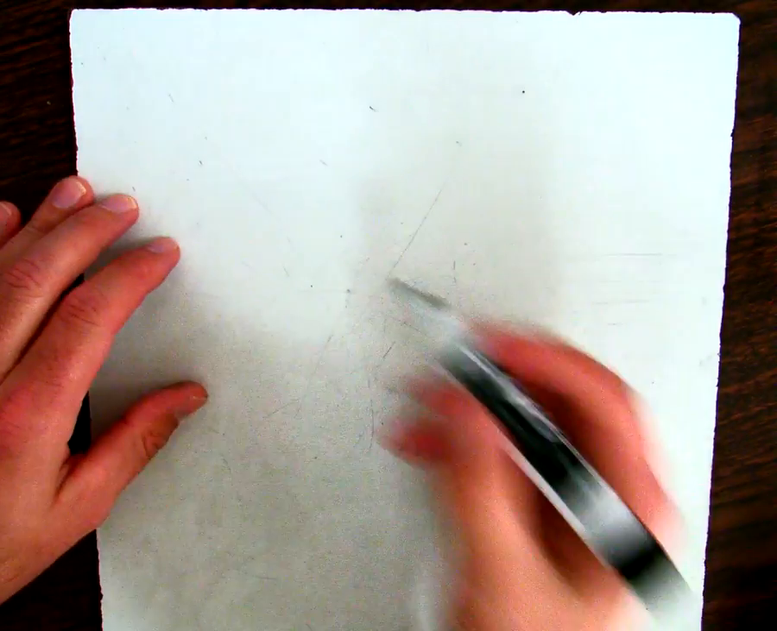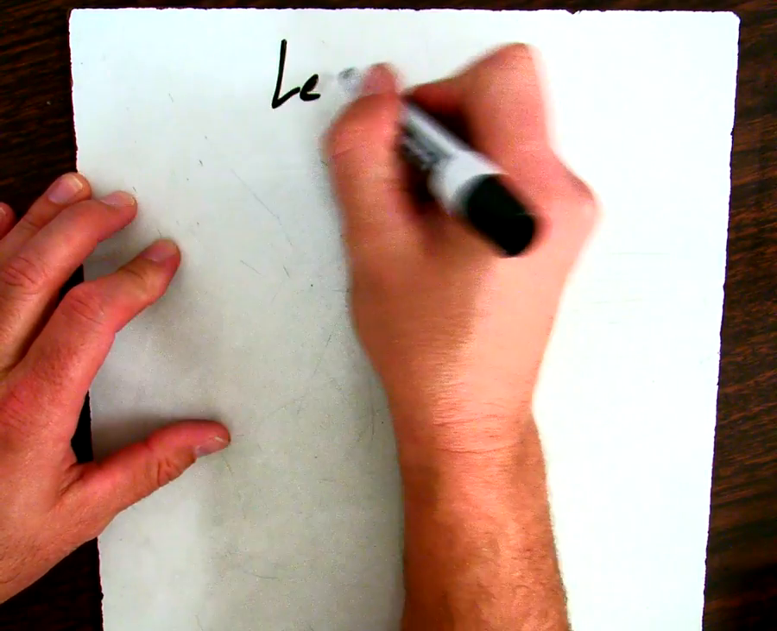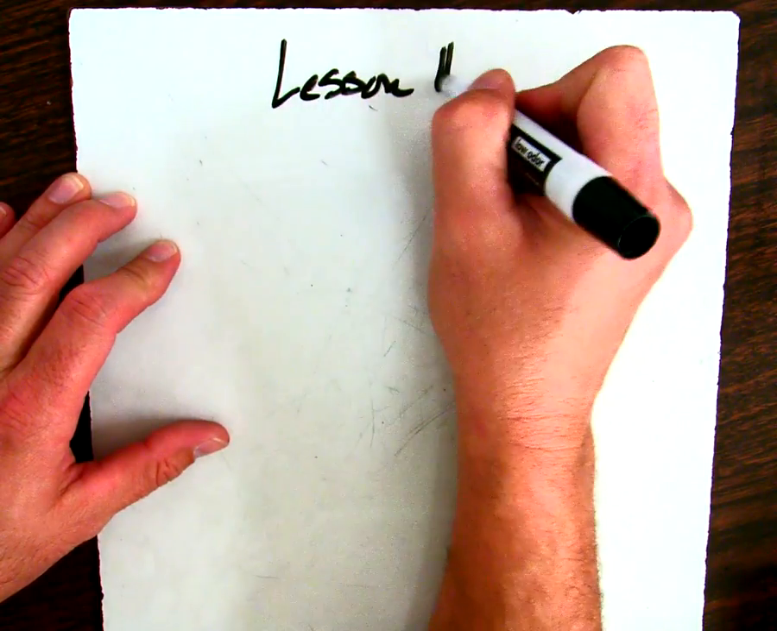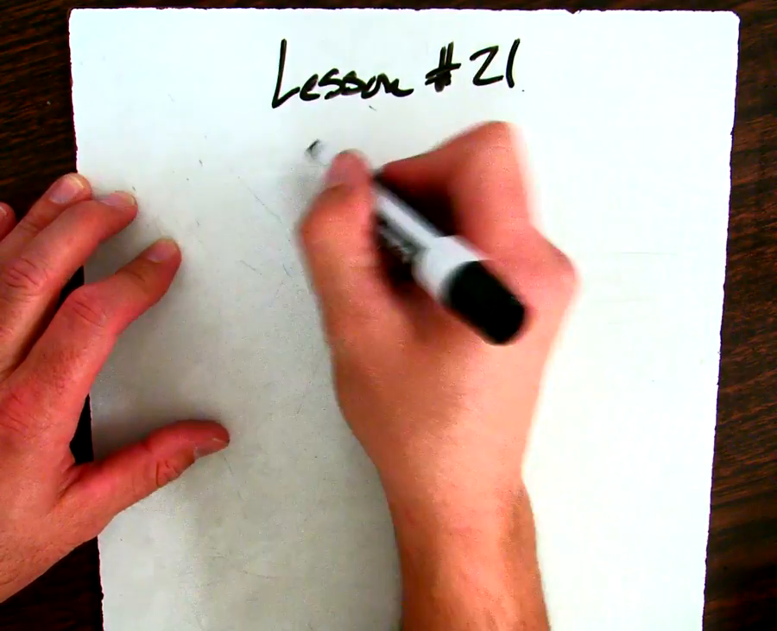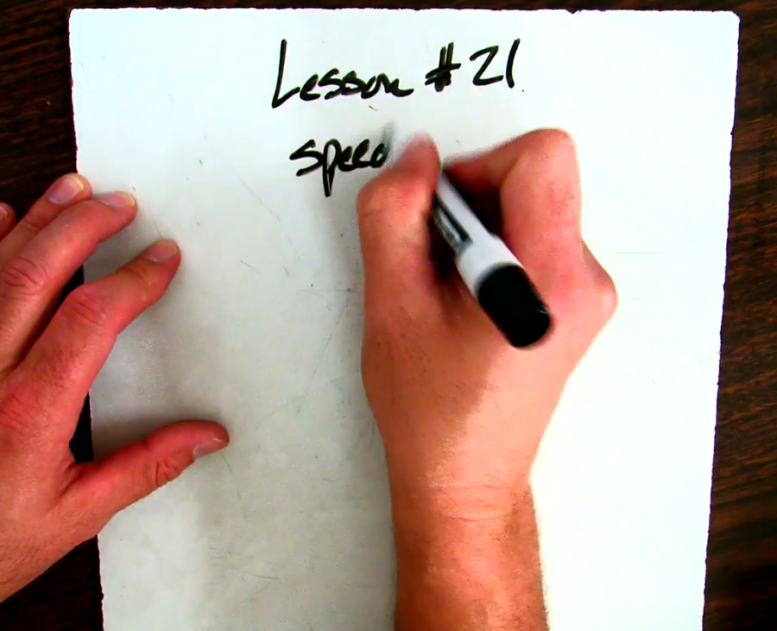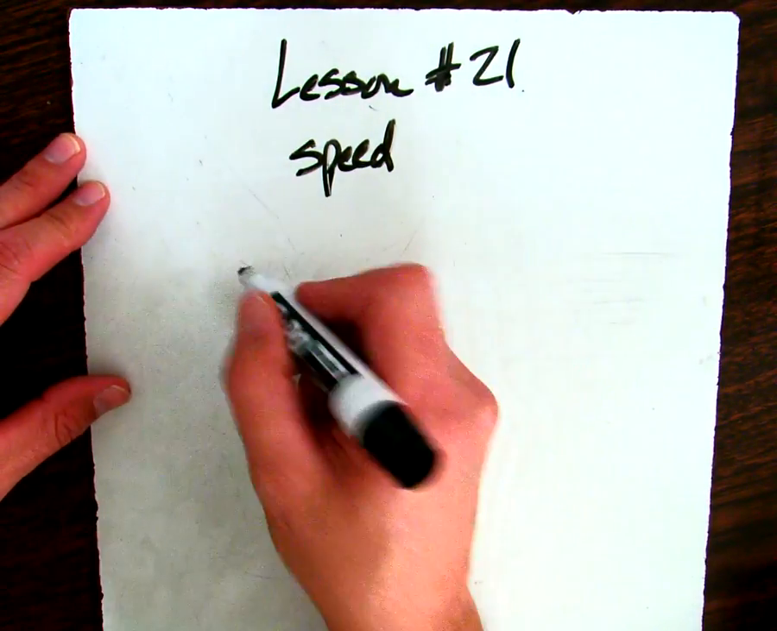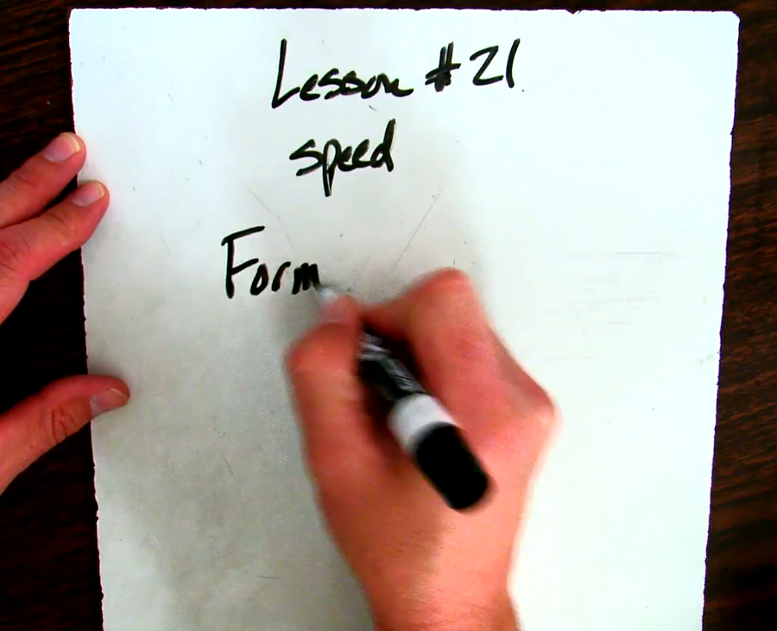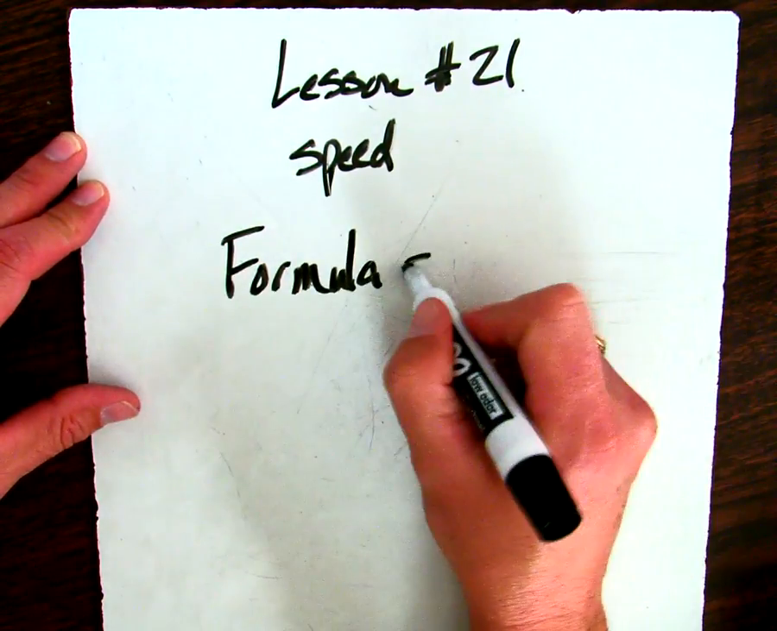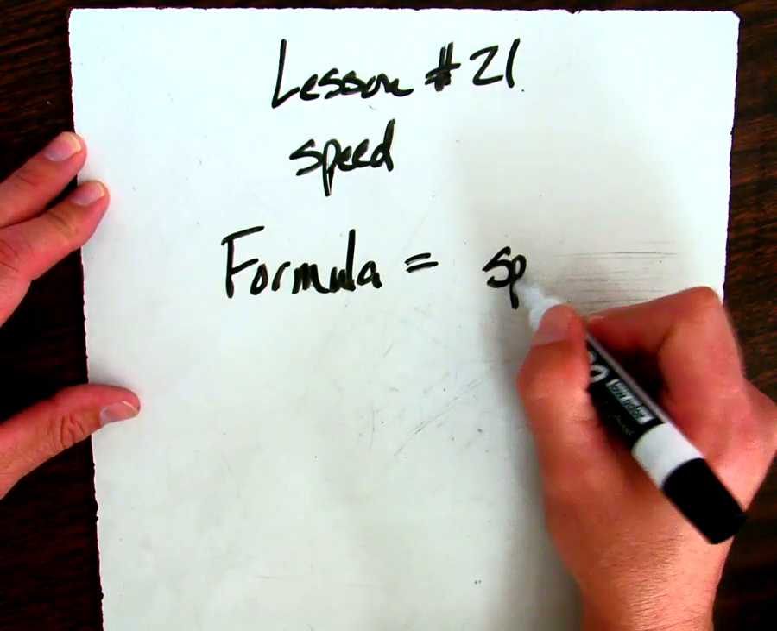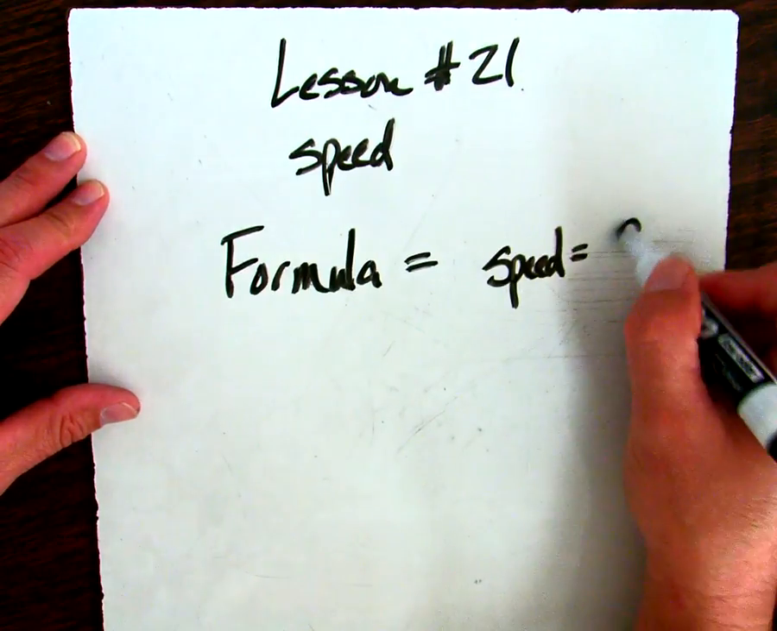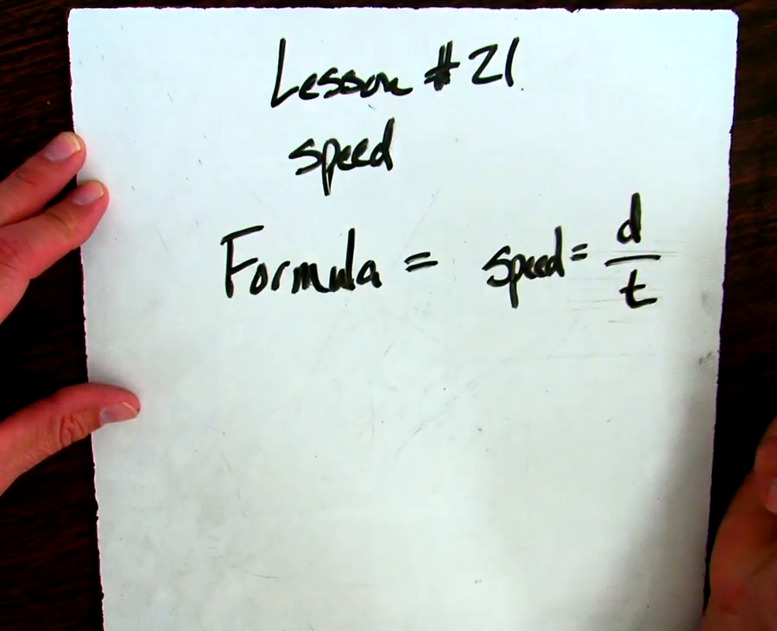All right, so we're going to do lesson number 21, and this is going to be talking about speed. So a little quick speed refresher. The main thing, I guess, here is the formula itself. We see a few different issues as teachers with the formula. So speed equals distance divided by time.